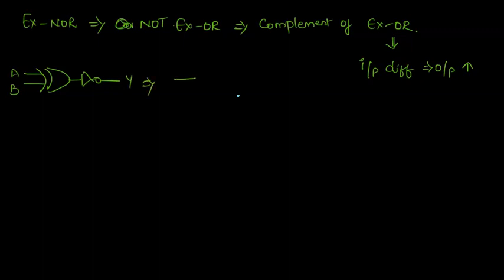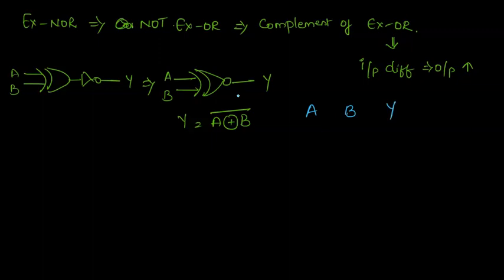This also can be represented as this, where A, B, Y. The expression for XNOR will be this. Okay. Now let us realize its truth table. A, B, Y. 0, 0, 0, 1, 1, 0, 1, 1.